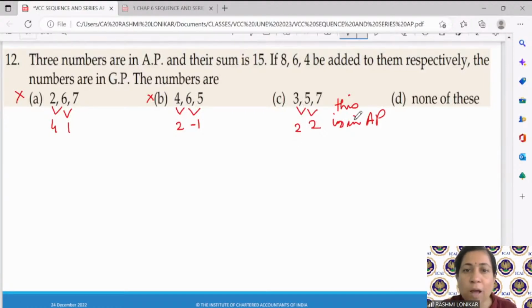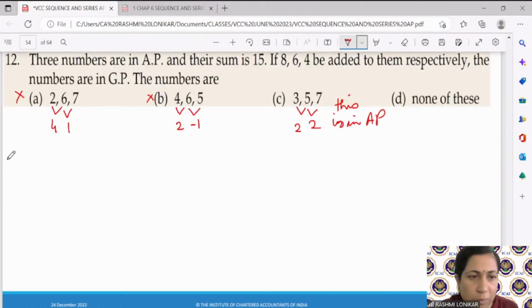Okay. So I will concentrate on this. Let me see the C option. 3, 5, 7. To 3, I am adding how much? This. 8, 6 and 4. 3 plus 8, 11. 5 plus 6, 11. 7 plus 4, 11.